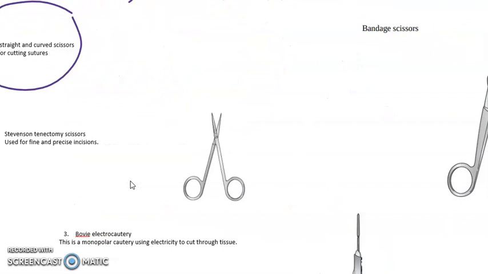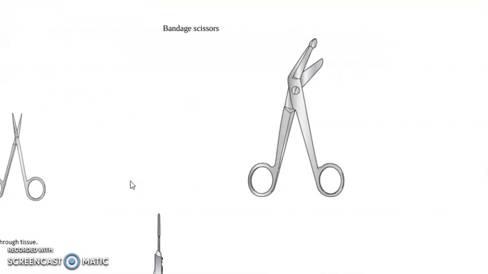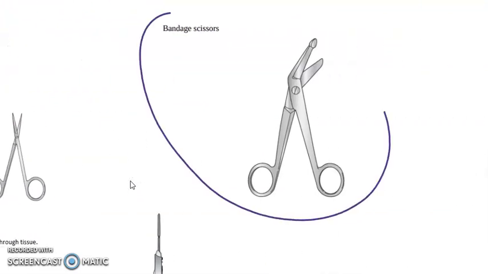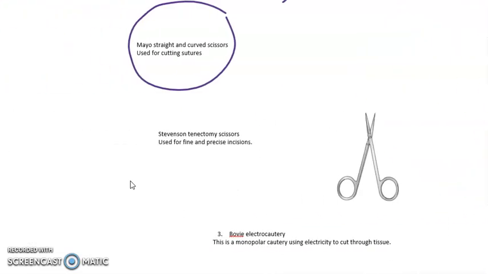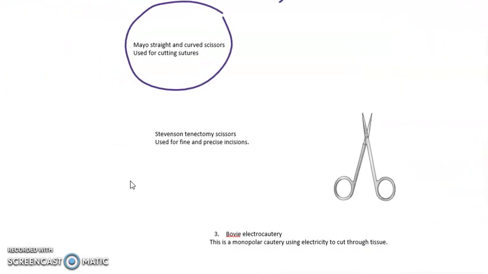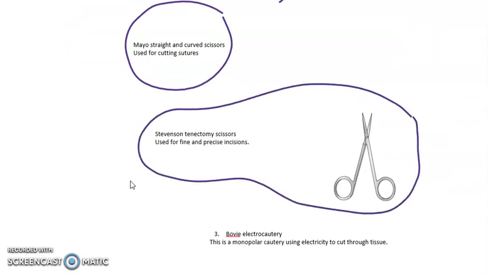We have a bandage scissors over here. This bandage scissors is used, as you can guess, for cutting off bandage. We have a Stevenson tenectomy scissors. This Stevenson tenectomy scissors is used for making precise and fine cuts.